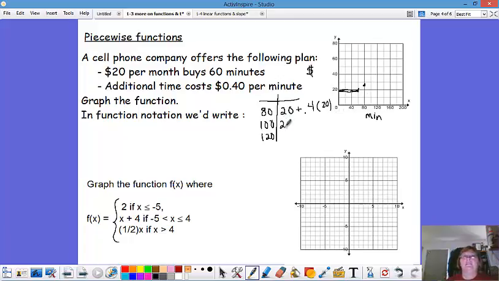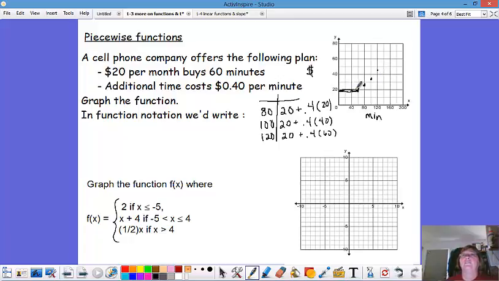At 100 minutes, we're paying the base 20, and we are 40 minutes above the minimum, so 0.4 times 40. Well, that's going to be $16. 20 and 16 is 36. 36, oh, maybe in there somewhere. And at 120, we pay the base 20. We have to pay 40 cents for 60 minutes. And that's going to be $24. So we're going to 44 right in here.